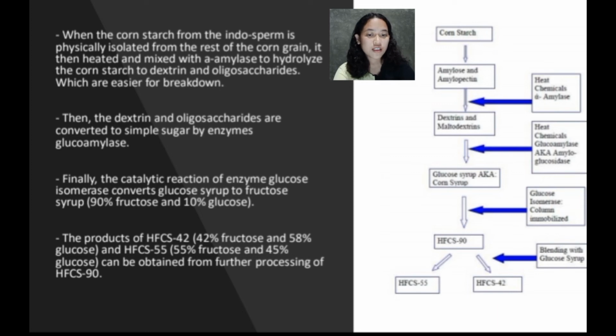Finally, the catalytic reaction of the enzyme glucose isomerase converts glucose syrup to fructose syrup, 90% fructose and 10% glucose. The product HFCS 42 is 42% fructose and 58% glucose, and HFCS 55 is 55% fructose and 45% glucose. It can be obtained from further processing of HFCS 90.